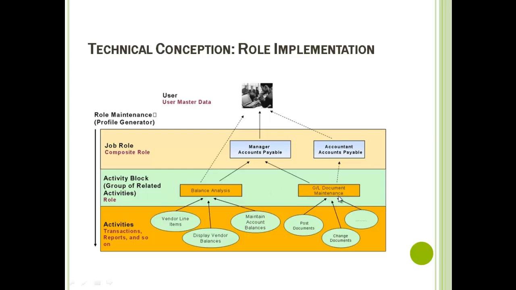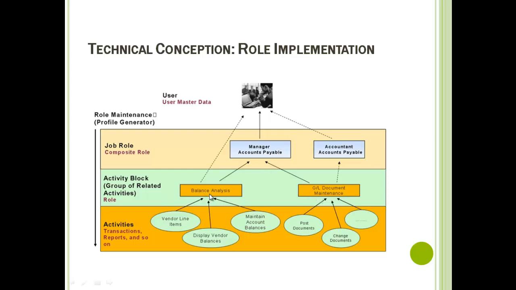For example, GL account maintenance is a single job function, it's a function in SAP. So put whatever transaction codes are related to GL document maintenance in this particular single role and create one small function based role. Then we can combine these together and give it to one job role.